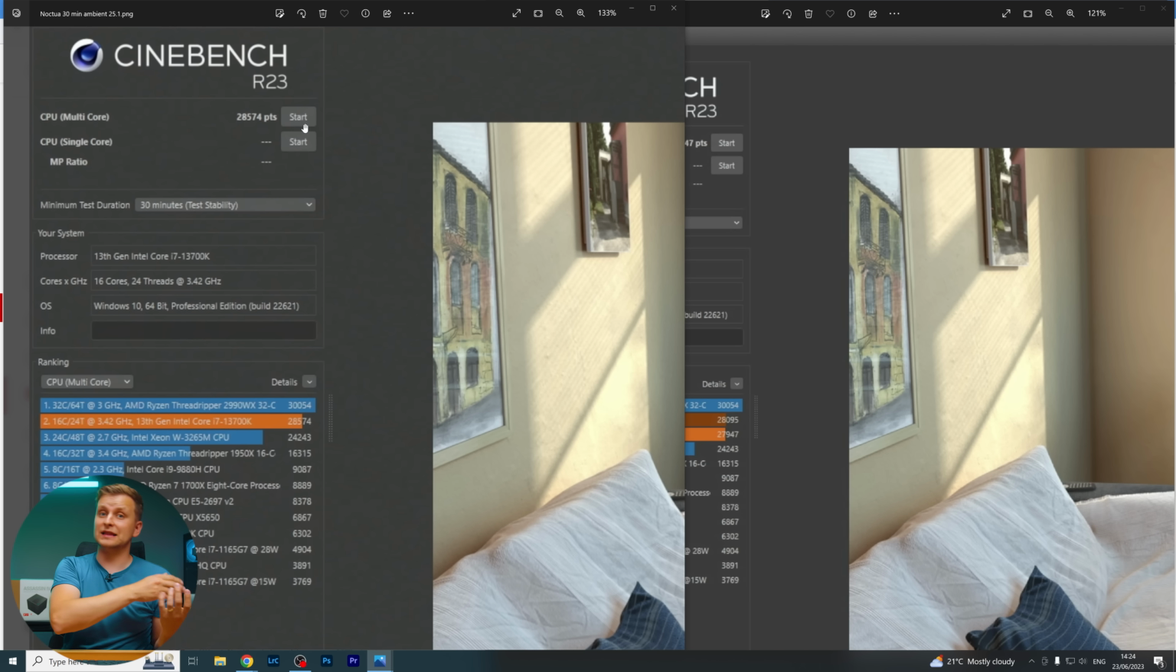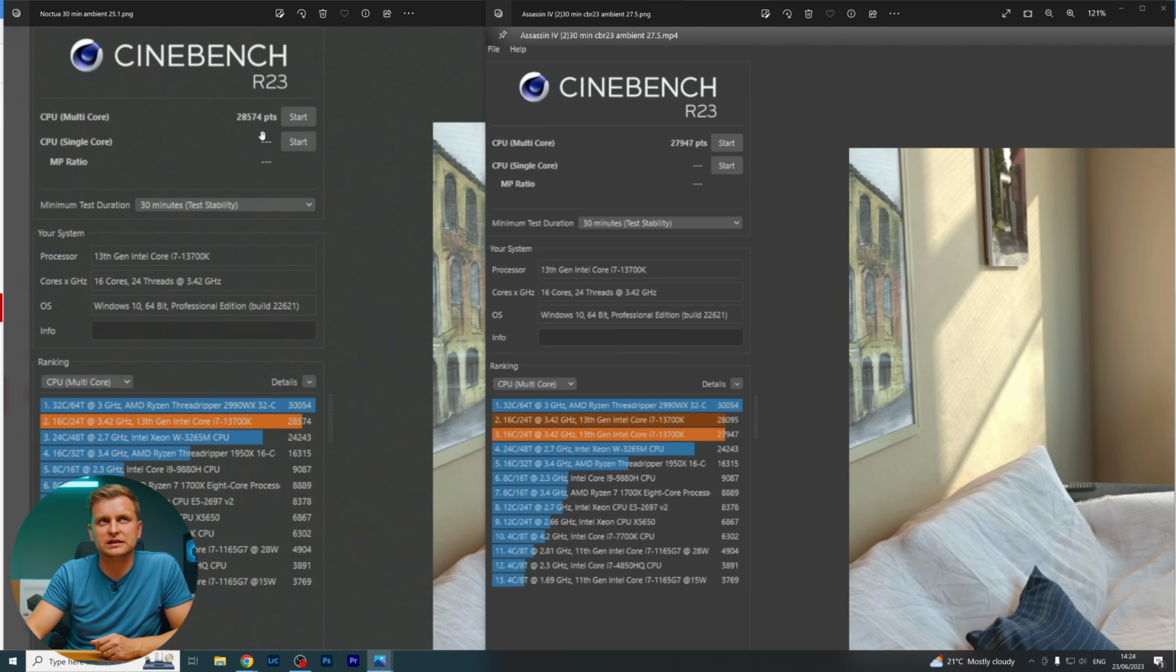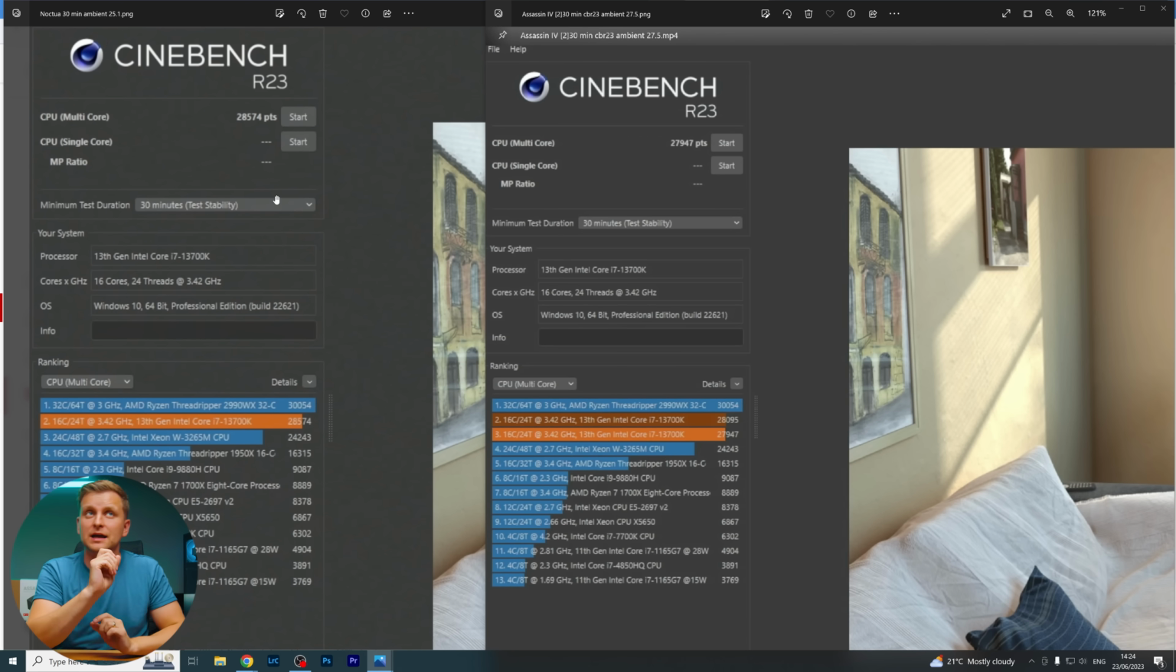And this one is a little bit bigger even than the Noctua. About 500-600 points more, which means that the Noctua is 2% better and this is 2% slower. But the Noctua ambient temperature was actually 2 degrees cooler. The Noctua was 25 degrees, where this one was 27.5 degrees, which means that actually this one keeps up with the Noctua very, very well.